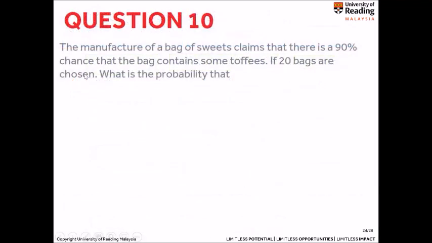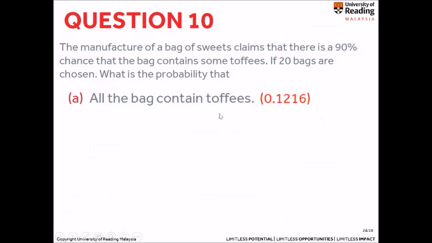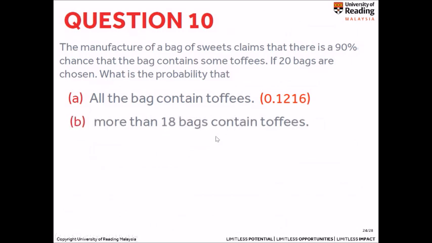Now, we look at the next example. The manufacturer of a bag of sweets claims that there is a 90% chance that the bag contains some toffees. If 20 bags are chosen, what is the probability that all the bags contain toffees? So in this case, we have only one calculation. You can use the table or you can use the formula. So please look up and check whether your answer is 0.1216.